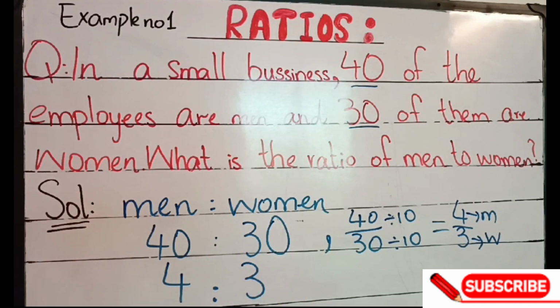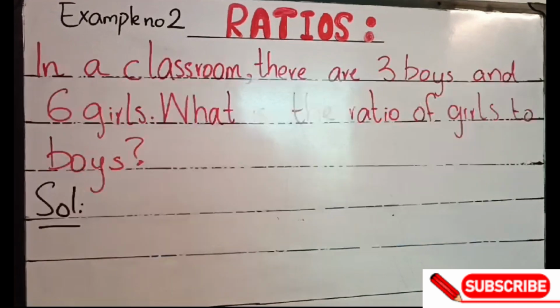So ratio is basically the comparison, and we have compared the number of men to women and got 4 to 3. Now you can see 4 is an even number, but 3 is a prime number. We cannot solve it further. So this is the answer, and we can say that the ratio of men to women is 4 to 3. So this was example number 1. Let's do one more example.